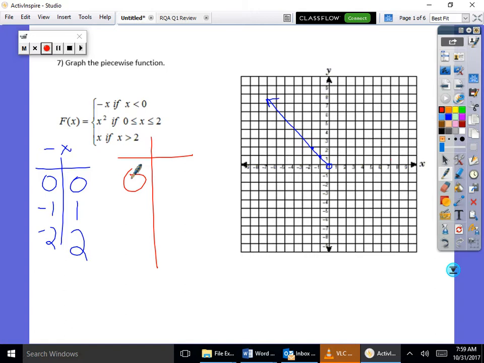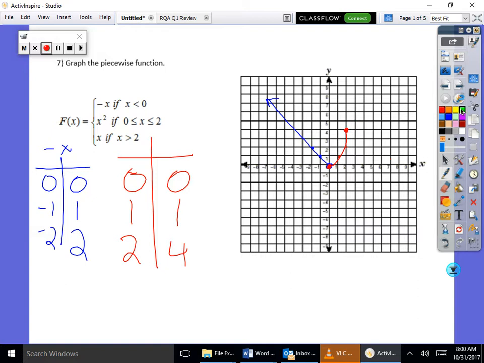I must include 0. I must include 2. And a number in between is 1. 0 squared. 1 squared. 2 squared. Okay, so now I'm going to plot. 0, 0 is included in this one, so I'm going to fill the circle in. 1, 1, 2, 4. And because it's x squared, I know it's a parabola, so I'm going to put a curve. And then this is also a solid dot there.